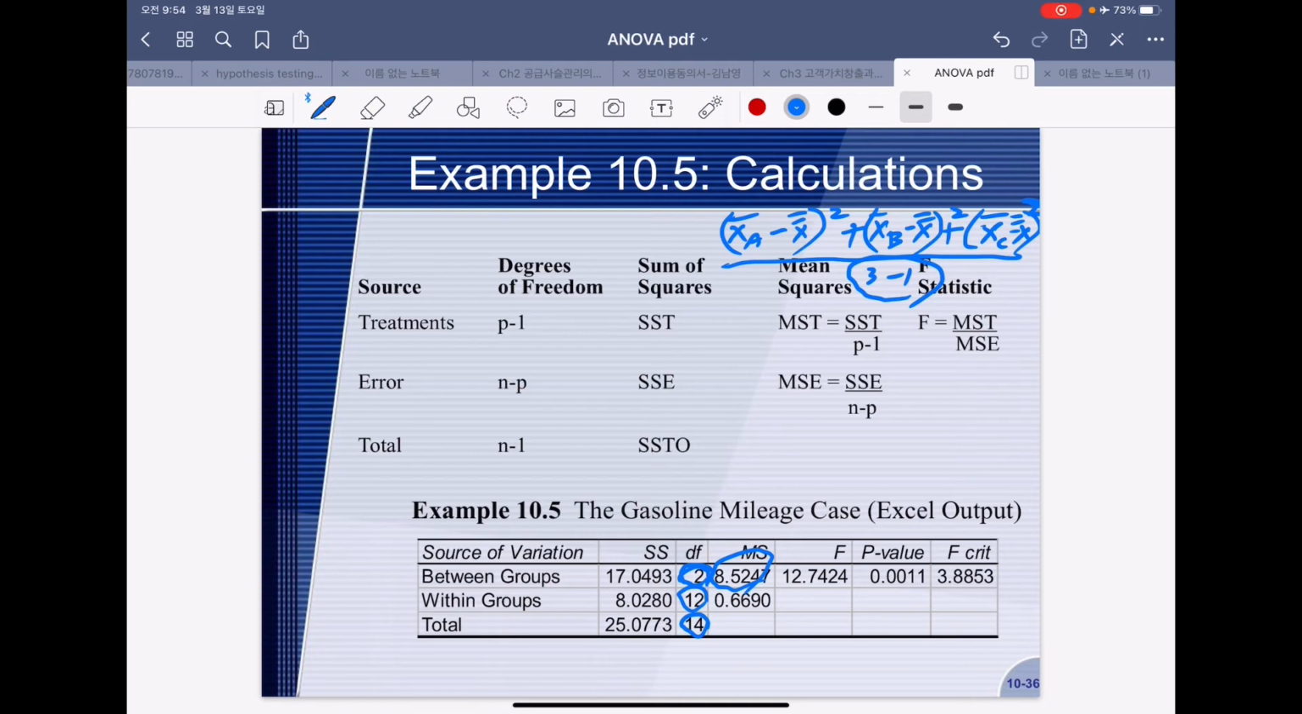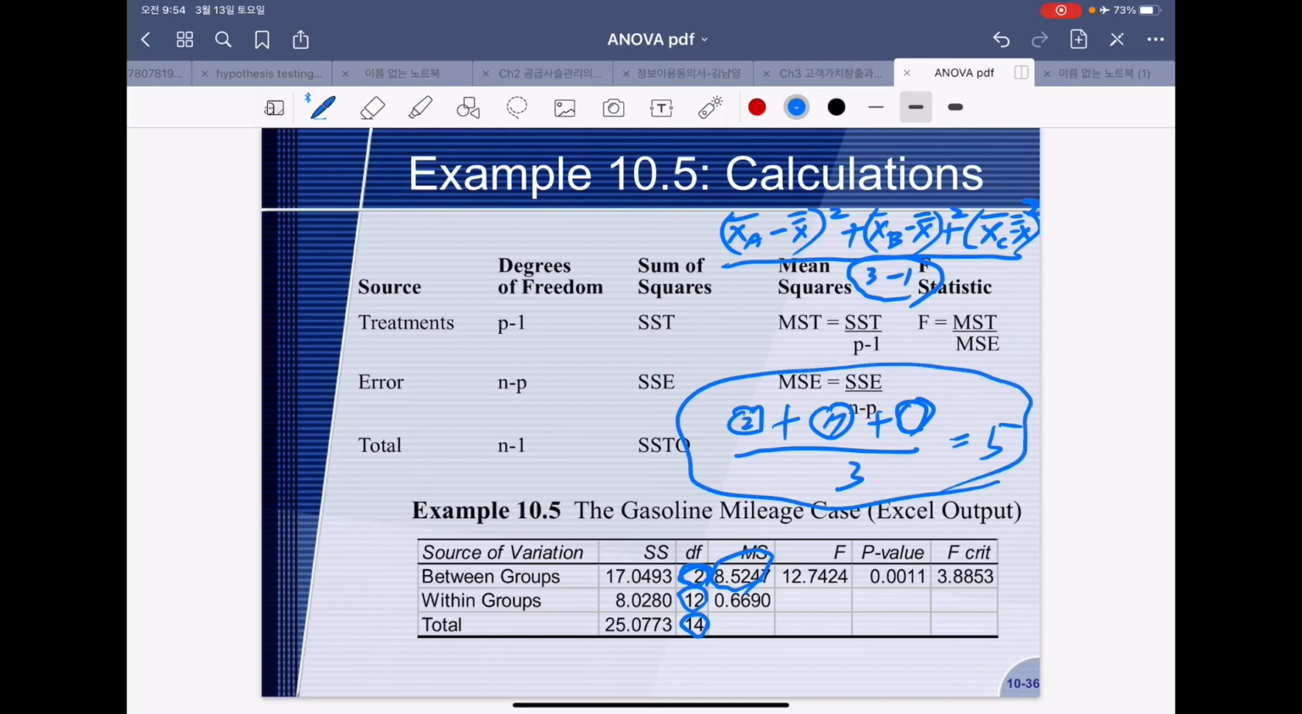Why do we have 2 here? Let me talk about the concept of degrees of freedom. Suppose we have 3 numbers, and the mean is 5. Now among these 3 numbers, 2 can be decided freely. For example, this one is 2 and this one is 7. Now, the last one is automatically decided because this equation should be satisfied. So in this case, among 3, 2 can be freely decided, so we say that degrees of freedom is 2.